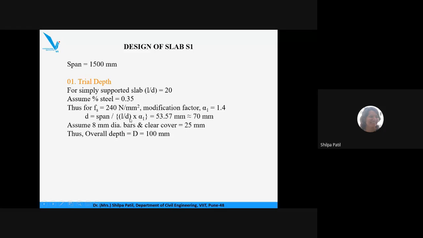So we have to consider this value as per the values given in IS 456. Is it clear? Yes, ma'am.